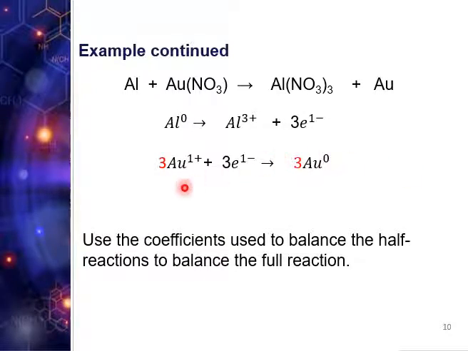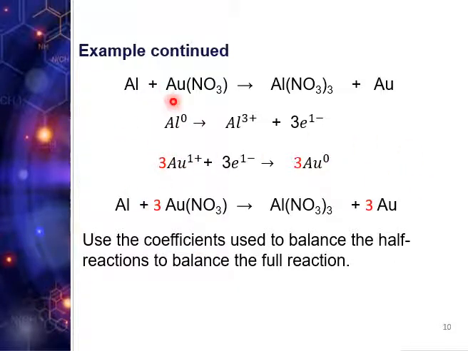Use the coefficients. I had to have a 3 here and a 3 here. So place those coefficients you found in your half reactions back up in the equation. So I put a 3 in front of the gold here and a 3 in front of the gold here. In other words, you balance the half reactions and you use those numbers to balance the whole reaction.